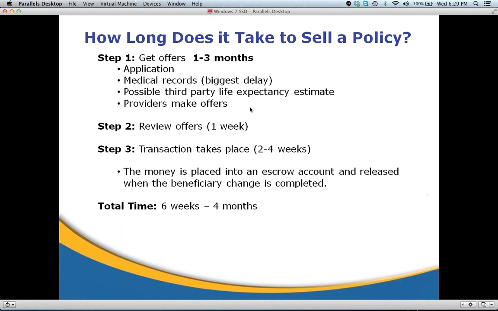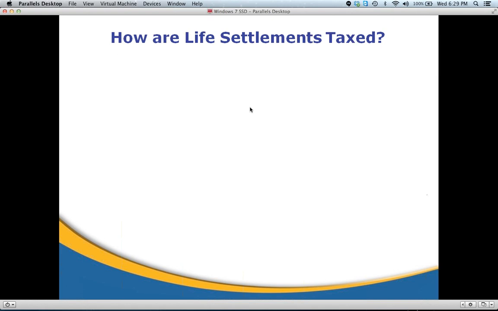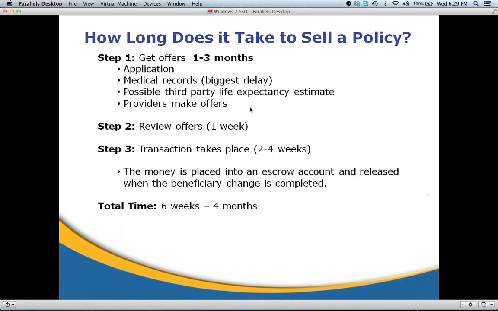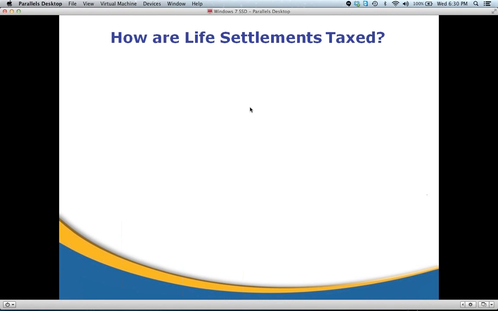if the seller is holding up the process, if medical records are very slow, it could drag out longer. But if you're motivated and in a hurry and doing everything you should, you can get this done in 6 weeks to 4 months. And again, there are options where you could do this in 30 days. But again, you're only going to be going to one provider and there's more limitations. But if you're in a crunch trying to pay for care, there are definitely options to do that.